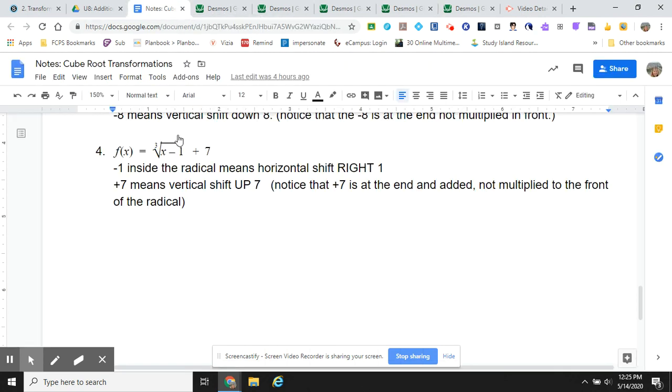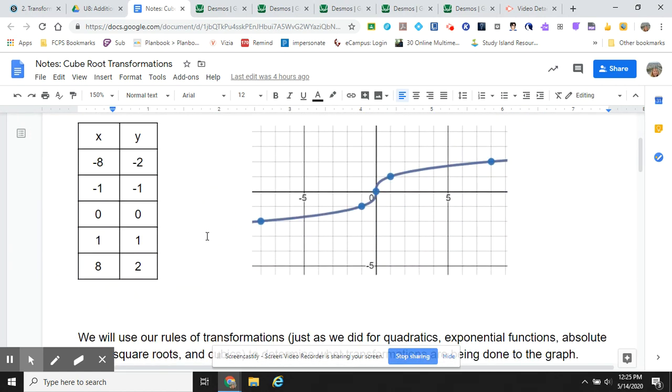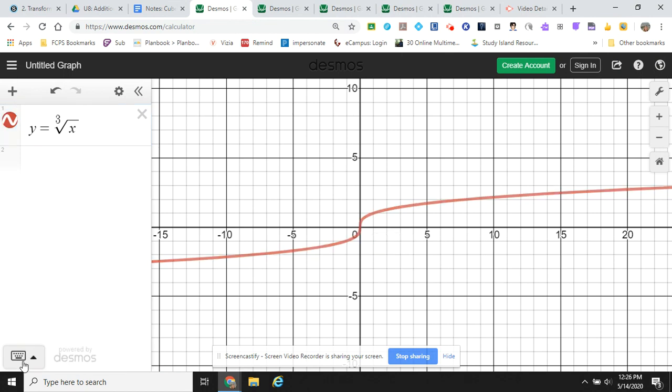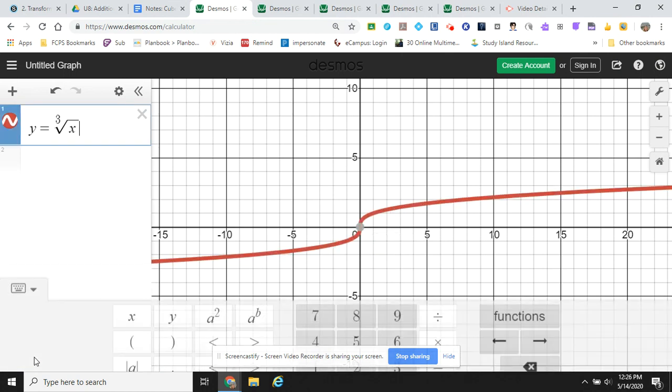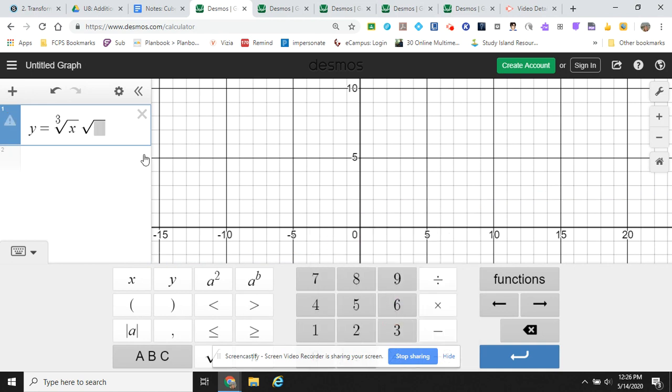So once again, you're going to be asked to describe the transformations. You're not going to be asked to graph them, but use Desmos to help you check it. So to get to that function again, you're going to click the little show keypad down here, click functions, click miscellaneous, and then click the N root button right here, and make sure you put the little 3 right there. That's super important to put that little teeny 3 right there, and then whatever goes inside.